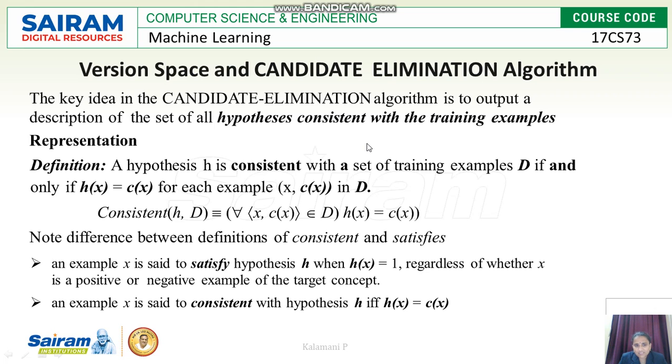So how can we define this? A hypothesis h is consistent with a set of training examples D, where capital D is the set of training examples, if and only if h(x) is equal to c(x) for each example <x, c(x)> in D. x we know is an instance. Consistent(h, D), where h is a hypothesis and D is the training examples, is equal to: for all <x, c(x)> that are a subset of D, h(x) is equal to c(x).